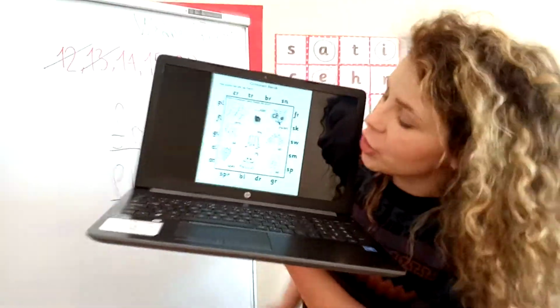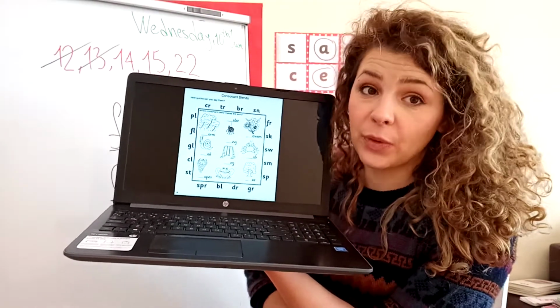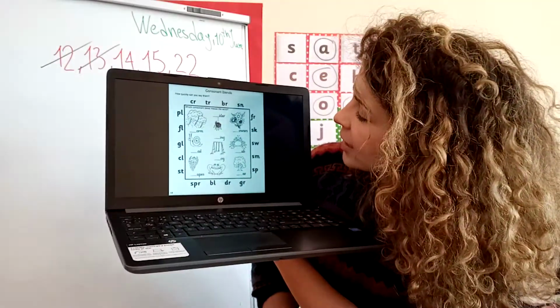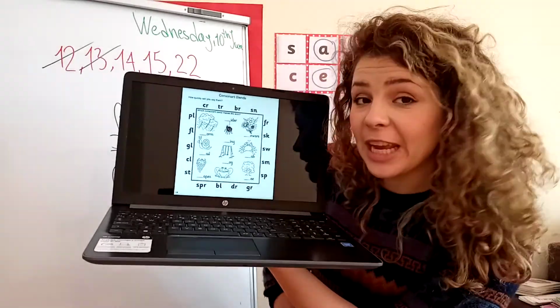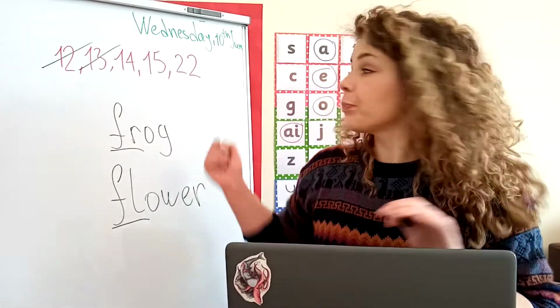Hard for me to reach is spr. Spr, we actually had in quite a few examples, okay? Like spring, and I think we had a few more examples when we did those sounds. Okay, so this is the third page that you have to do.